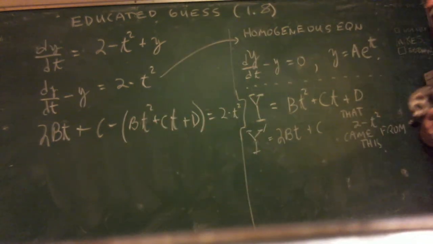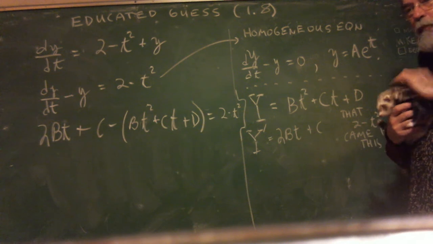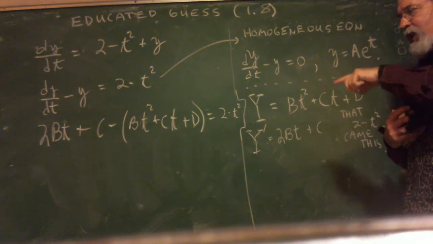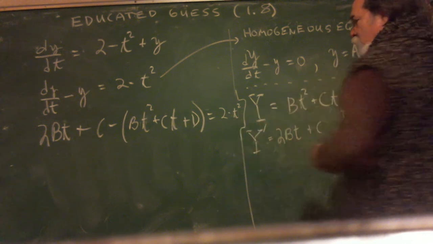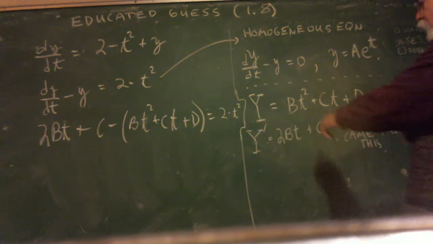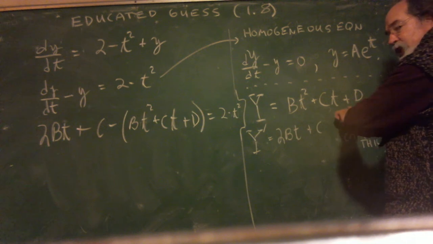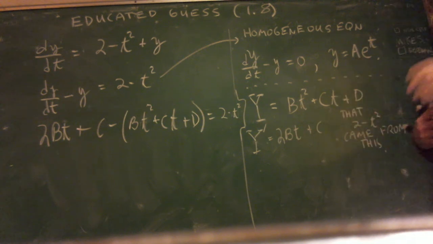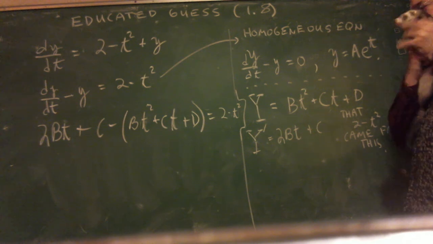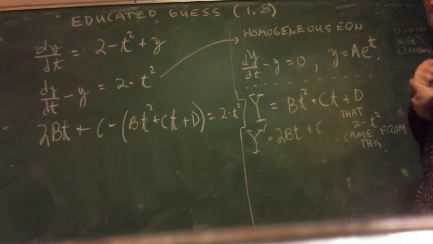So this is what we get. And now we're going to make b, c, and d happen so that we get 2 minus t squared. Now, do you recognize why I started with bt squared plus ct plus d? It's because I already used a. So I'm just going up and using the alphabet as I go along. That's pretty exciting.